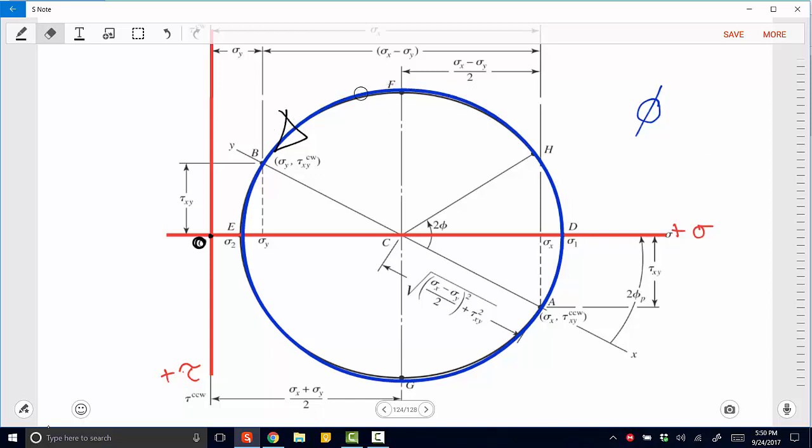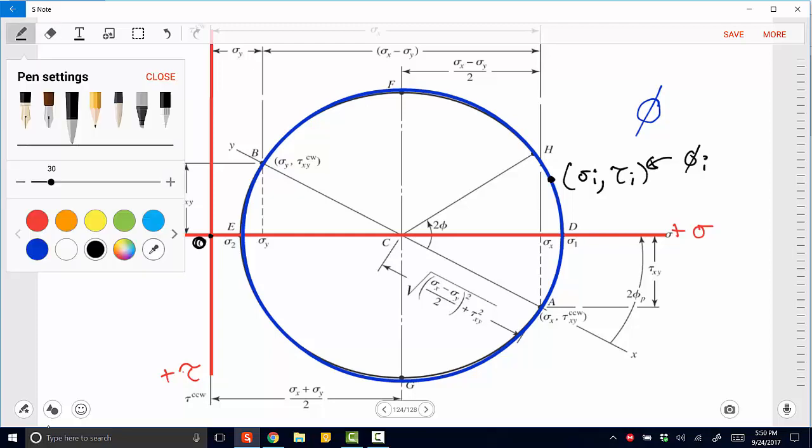Now, why is that important, or why is that interesting? And let's actually leave that little example there. Why is that important? Well, it's important because we can then define where our principal stresses are going to happen, and then we can also define where our extreme value shears will happen on this circle. We can actually find those points of interest.